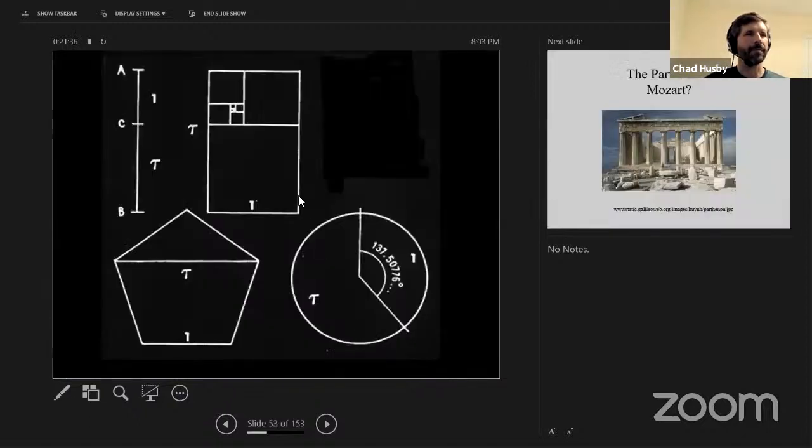And you can make a golden rectangle, and if you put golden rectangles within rectangles within rectangles, you get a very interesting spiraling effect, which is related to the spiraling effects you see in plants. And you can then take a golden proportion of the 360 degrees of a circle, and you get 137.5 degrees.